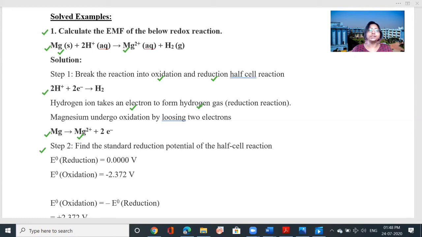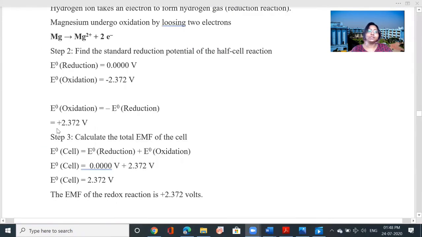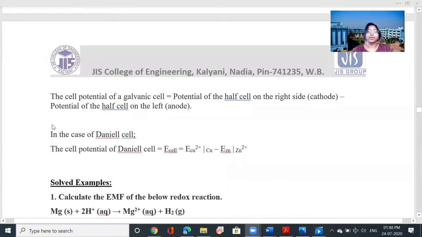Now you think that it is given for you, that the electrode potential for the reduction is given, that is 0.000 volt, and for the oxidation, that is minus 2.372. Okay, now how to calculate? You know that E cell, you go to the first reaction. It is written that it is the potential of the half cell for cathode minus anode. So at the cathode there is the reduction, minus oxidation.